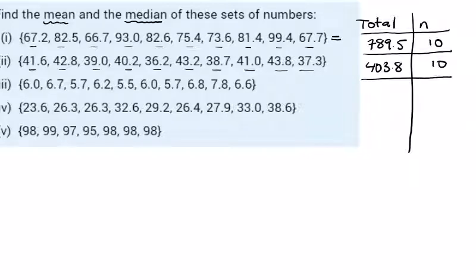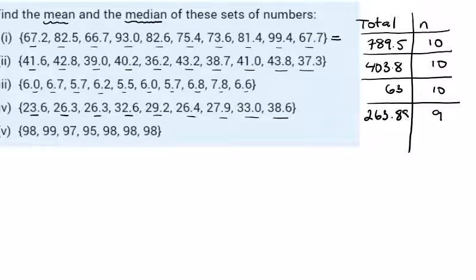The third set of data, we'll get the average in a minute. 1, 2, 3, 4, 5, 6, 7, 8, 9, 10 again, and they add up to 63, exactly. 63, and again there's 10. In the fourth one, 1, 2, 3, 4, 5, 6, 7, 8, 9. There's 9 in the fourth one, and if we add them up, 263.88. And the fifth one has 1, 2, 3, 4, 5, 6, 7, and my total in the fifth one is 682.99.